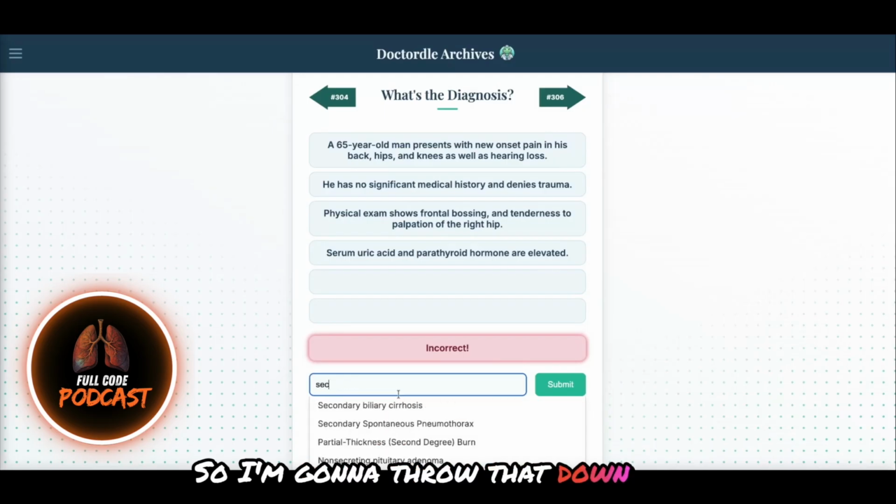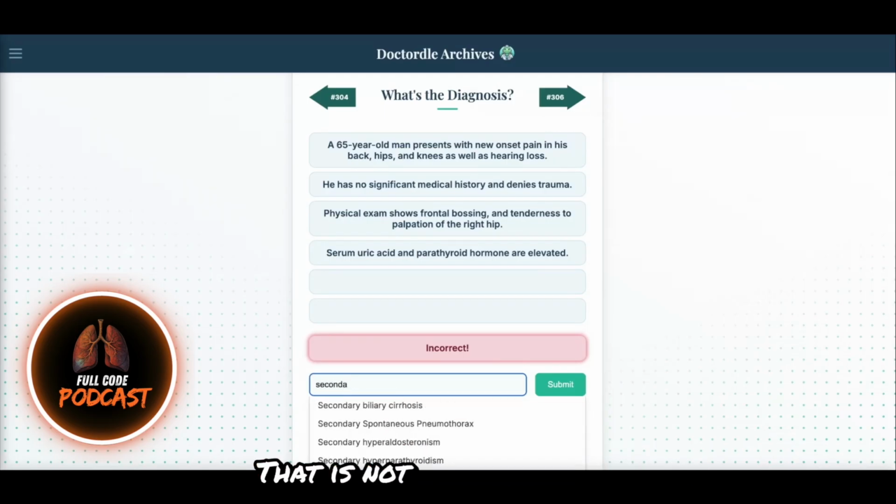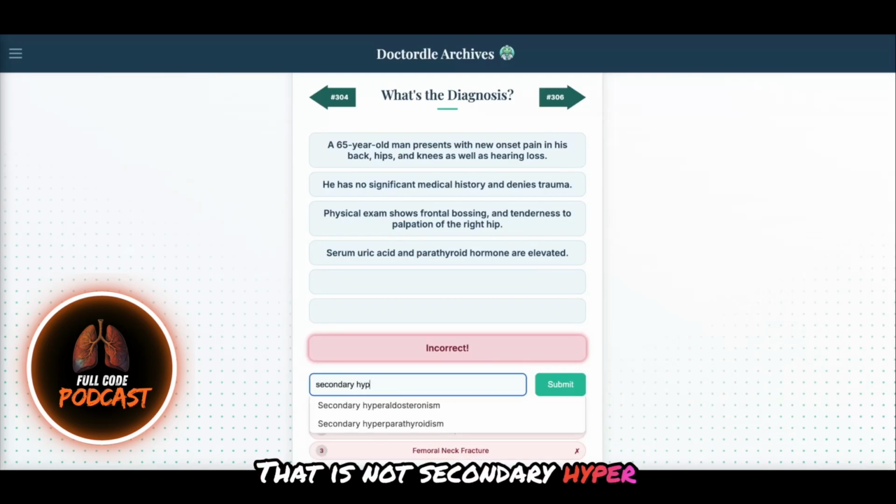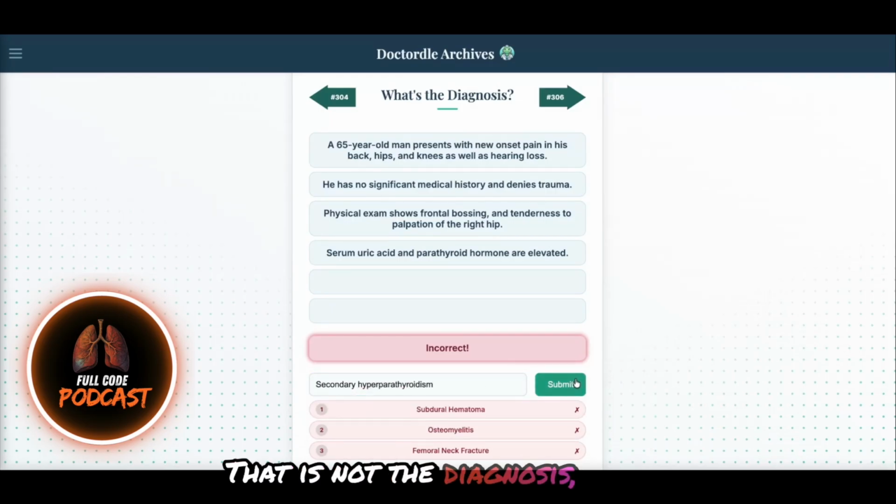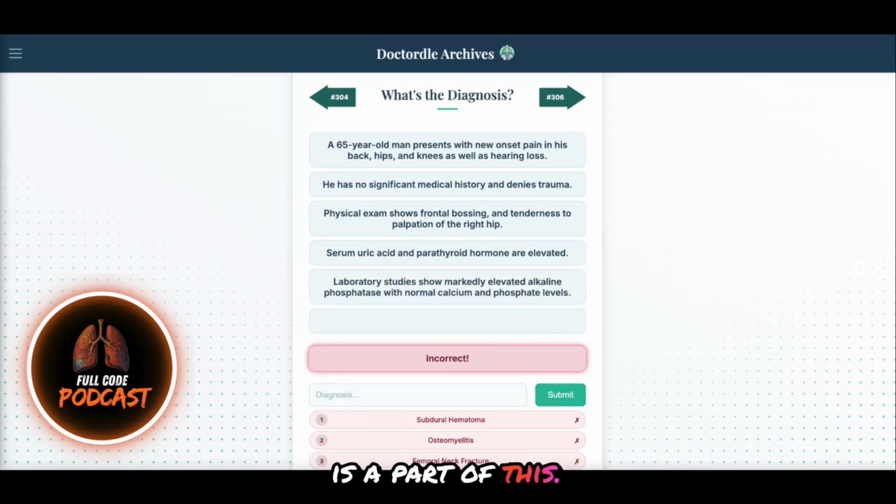So I'm going to throw that down just as the guess. That is not secondary hyperparathyroidism. That is not the diagnosis, but it is a part of this.